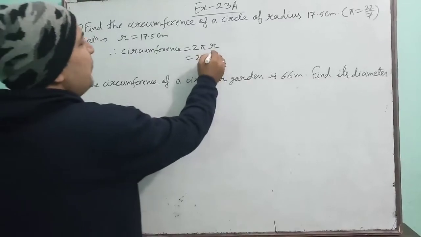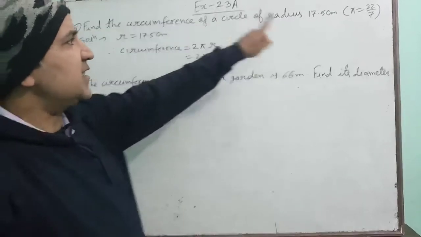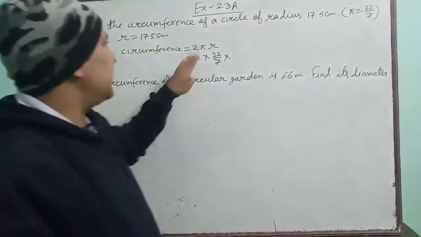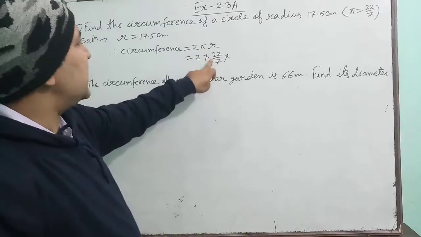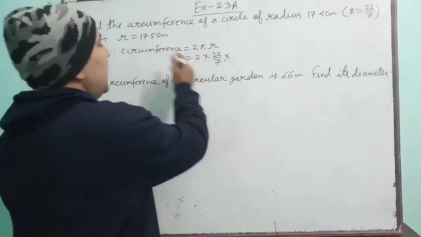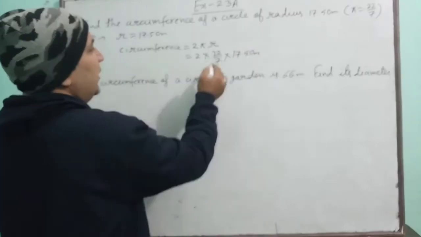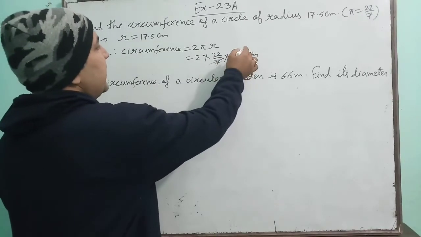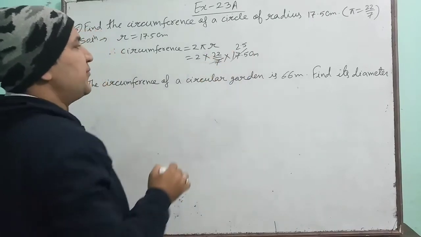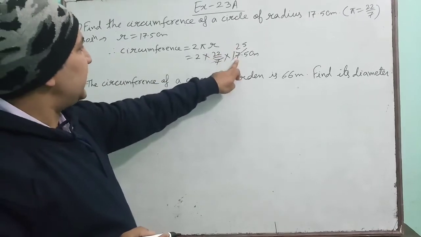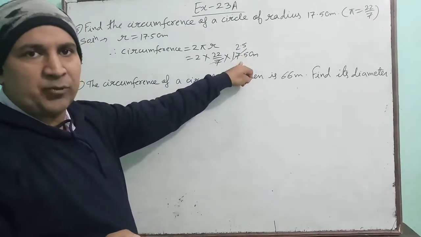The value of pi is 22 by 7. It is given in the question also, but either it is given or not, you have to learn it. The value of pi is 22 by 7 and radius is 17.5 centimeter. Now you can see that 7 is dividing 17.5 by 2.5 times. 7 into 2 is 14, 3 remainder, 3.5. So 7 into 0.5 is 3.5.